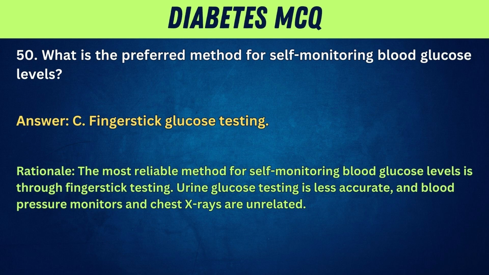Finger-stick glucose testing. Rationale: the most reliable method for self-monitoring blood glucose levels is through finger-stick testing. Urine glucose testing is less accurate, and blood pressure monitors and chest X-rays are unrelated.